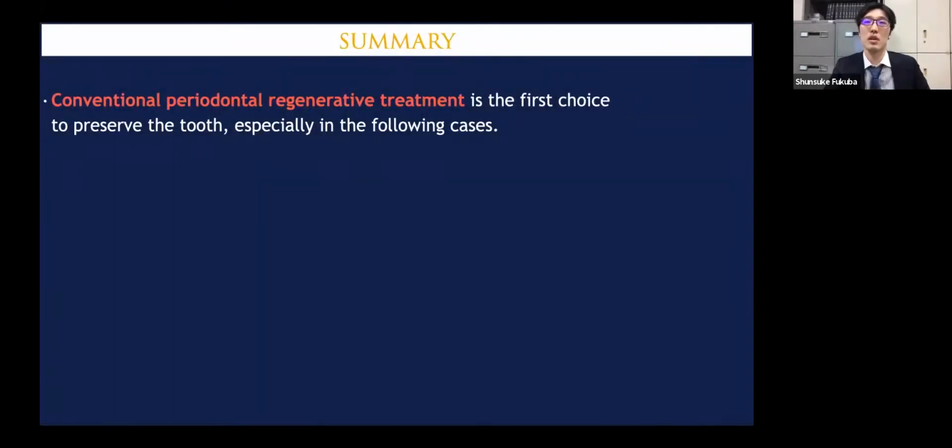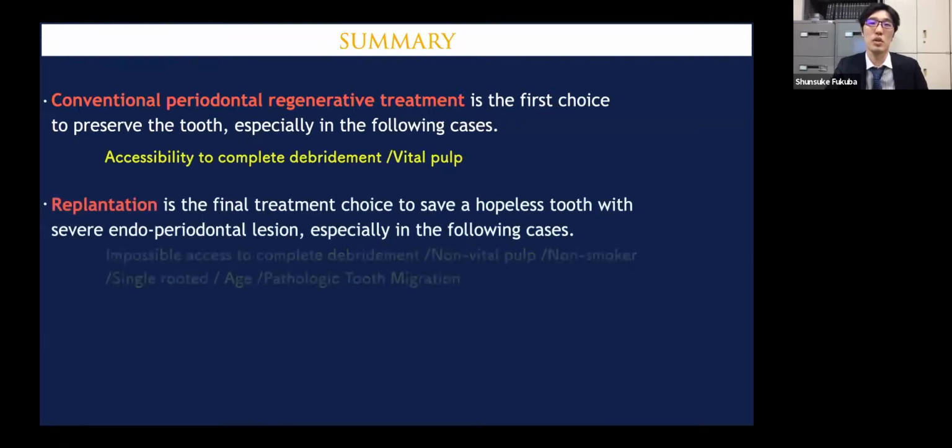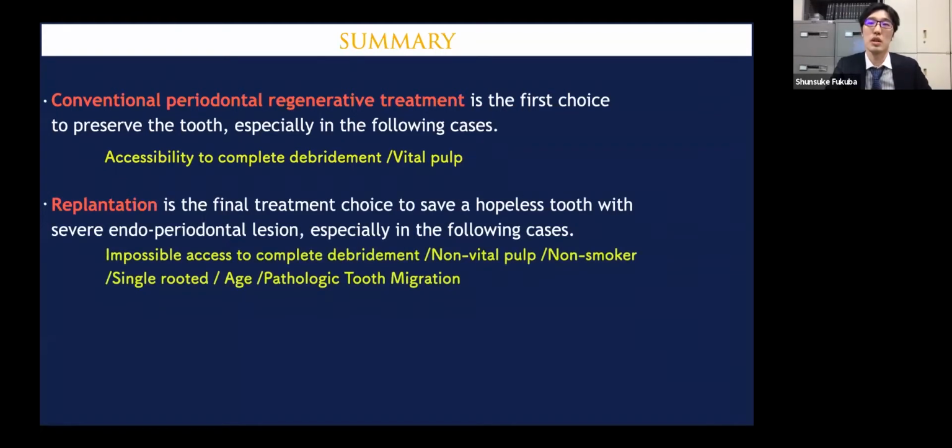Here's my summary of this case. Under proper examination and diagnosis, when the tooth has accessibility to perform complete debridement, and the pulp is vital, conventional periodontal regeneration treatment is the first choice. When a hopeless tooth with a severe endo-periodontal lesion is impossible to completely debride by the extended flap, non-vital, and single-rooted, replantation will be the final treatment choice to save the tooth.